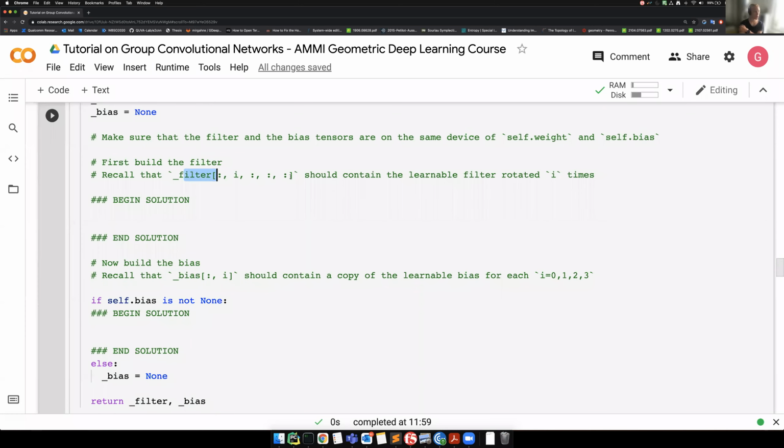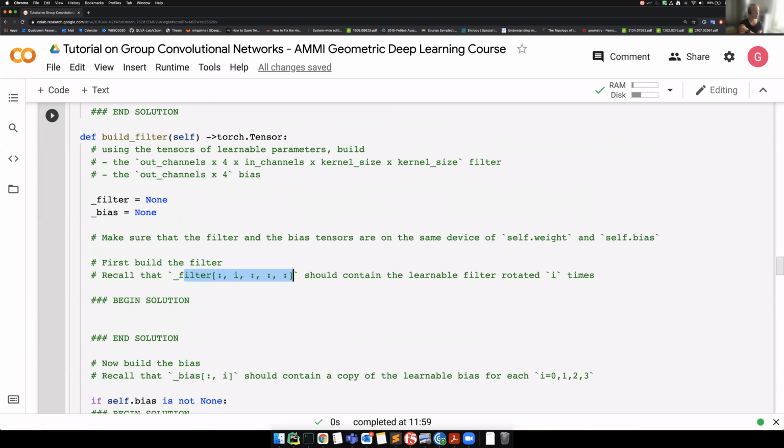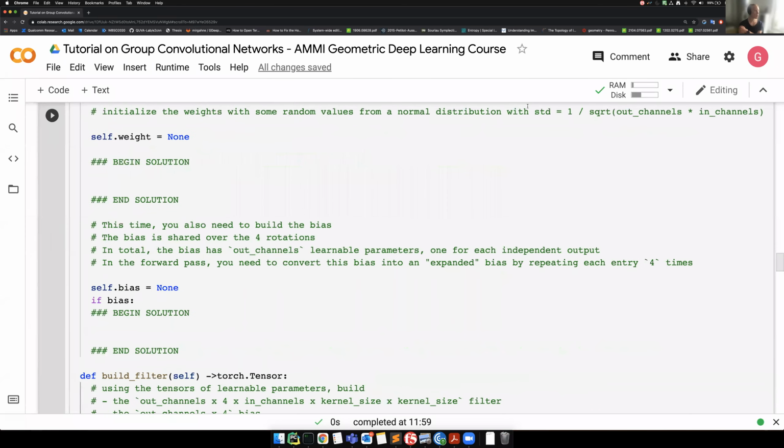And I think this is quite explicit. You can start with a filter, right? You build this filter with this shape. Now you can make it an empty filter, torch.empty. And then you start filling in every entry i, for i from 0 to 4, with the rotated copy of the filter you built here, like in normal convolution.